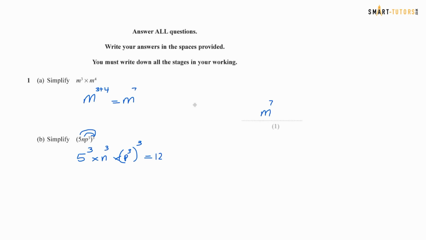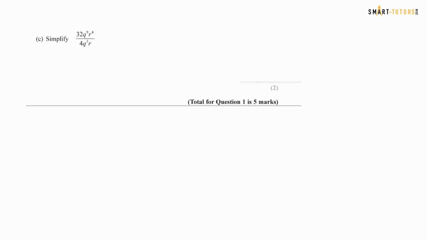So the answer: 5 to the power 3 is 125. n cubed. p to the power 3 times 3 is 9. So that is our final answer: 125 n cubed p to the power 9.